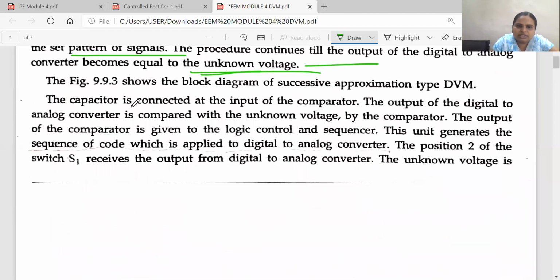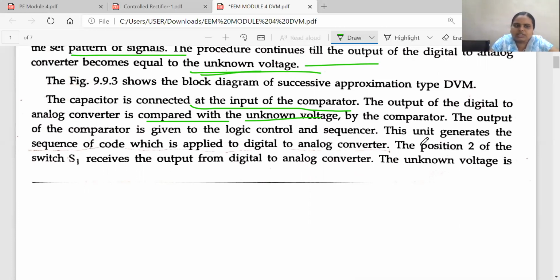The capacitor is connected at the input of the comparator. The construction is the same as in the block diagram; here it is given as theory. The output of the digital to analog converter is compared with the unknown voltage by the comparator. The output of the comparator is given to the logic control and sequencer.